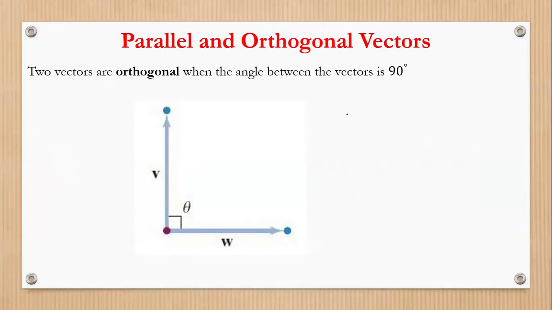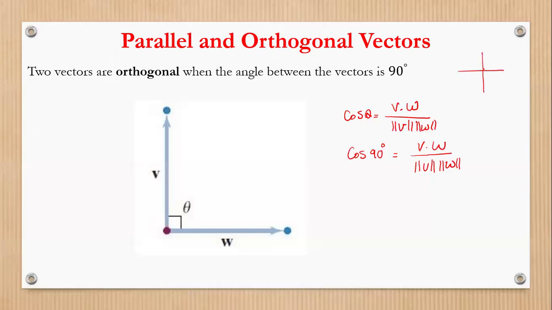Okay, and that's the formula. This is the formula that helps me find the angle between the two vectors. If the angle between the two vectors is 90 degrees, the cosine of 90 degrees must be equal to this formula. How much is the cosine of 90 degrees? Since 90 degrees on the unit circle is over here, this cosine is 0. So the cosine of 90 degrees, I know that's a 0.